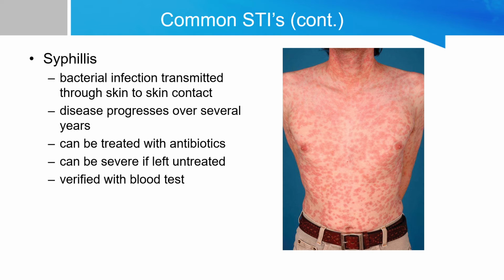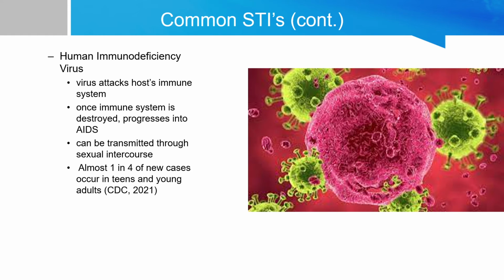To treat syphilis, it needs to be caught very early and can be treated with antibiotics. If it goes untreated, the effects can be severe or even fatal. A diagnosis of syphilis is verified with a blood test.